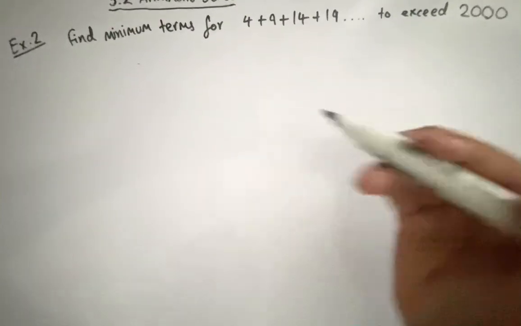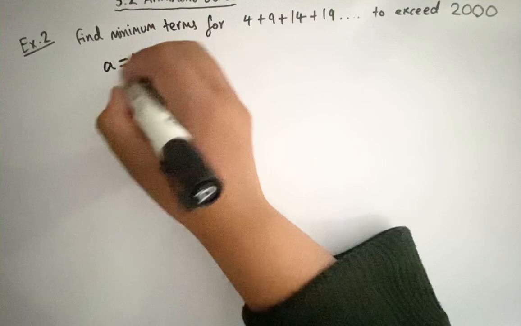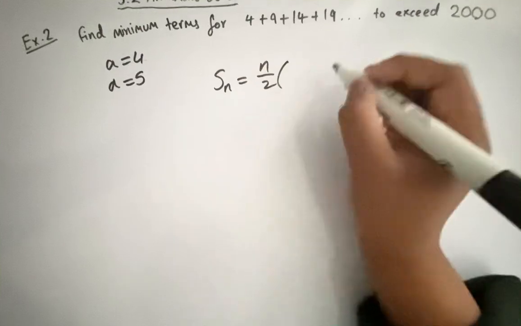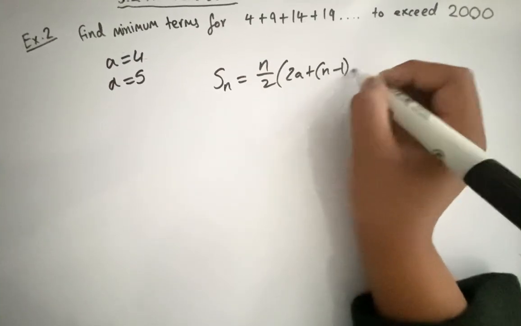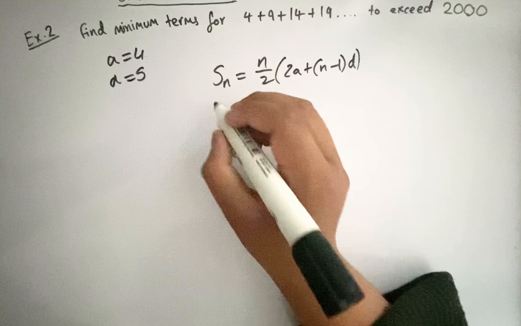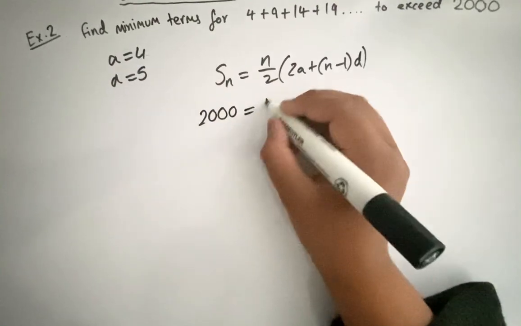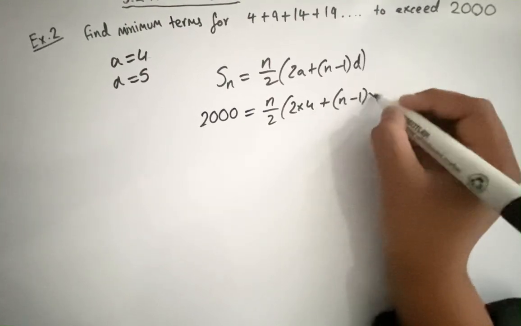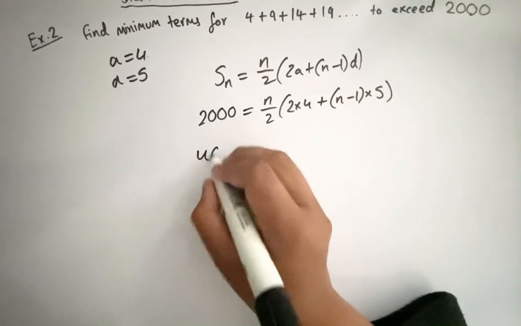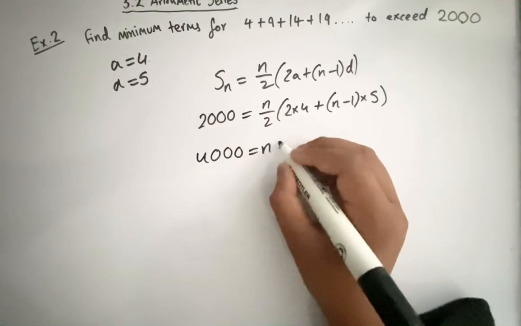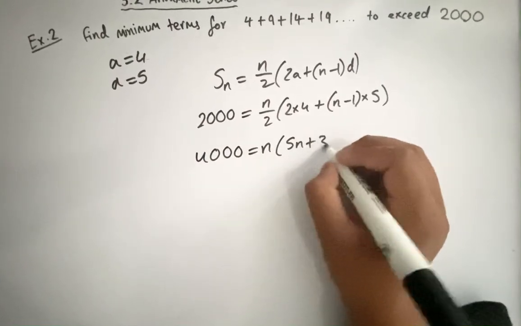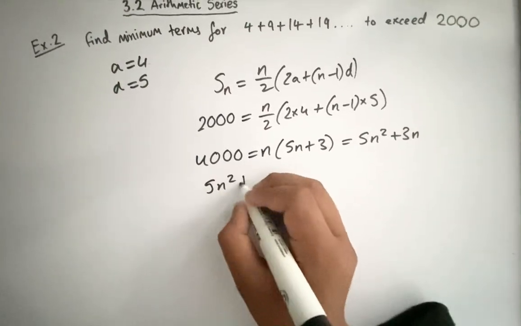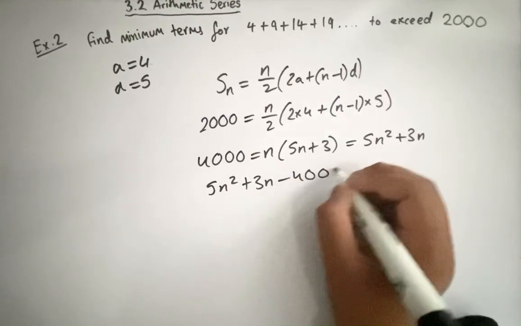One last example. Let's find the minimum terms needed for the series 4 plus 9 plus 14 plus 19 and so on to exceed 2,000. We know a equals 4 and d equals 5. S of n equals n over 2 times (2a plus (n minus 1)d). If we plug in the values that we know, we get 2,000 equals n over 2 times (2 times 4 plus (n minus 1) times 5). Doing some algebra, we get 4,000 equals n times (5n plus 3), which is 5n squared plus 3n. We get 5n squared plus 3n minus 4,000 equals 0.